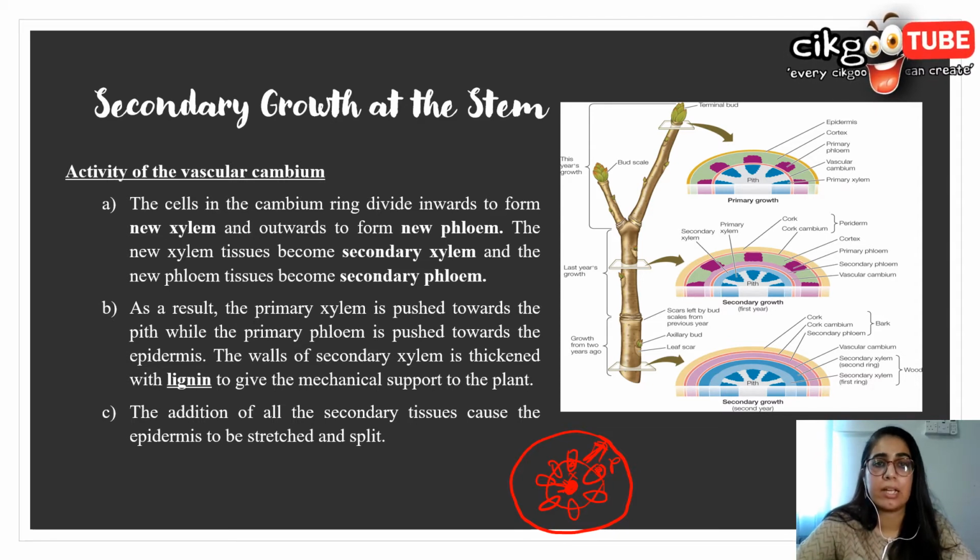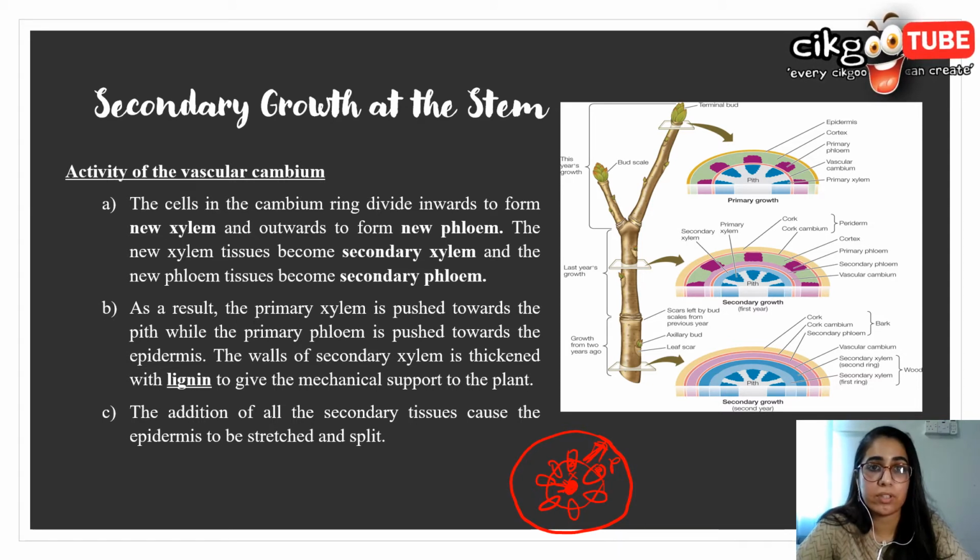All right. Now, the walls of the secondary xylem are thickened with lignin, to give mechanical support to the plant. And the addition of all secondary tissues causes the epidermis to be stretched and split.